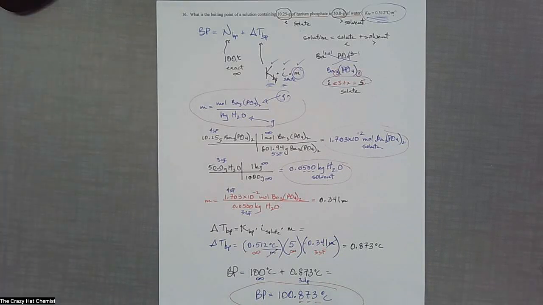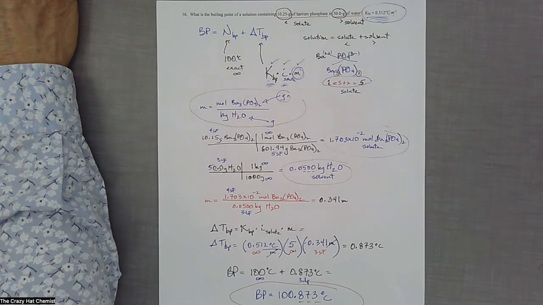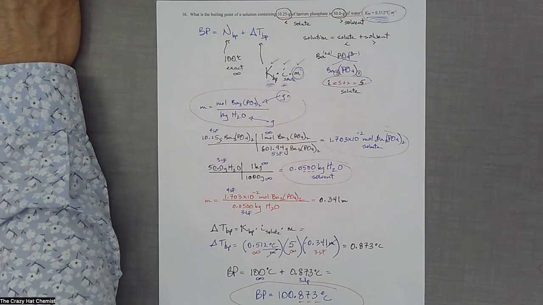All right. Let's see here. I am the Crazy Hat Chemist, and you are watching the Crazy Hat Chemist, and we are going to do another problem. We have, I believe, 3 more problems to do. 1, 2, and 3, and we should be able to finish those up really soon. All right, without further ado, let's go on to the next problem, number 17. Here we go.